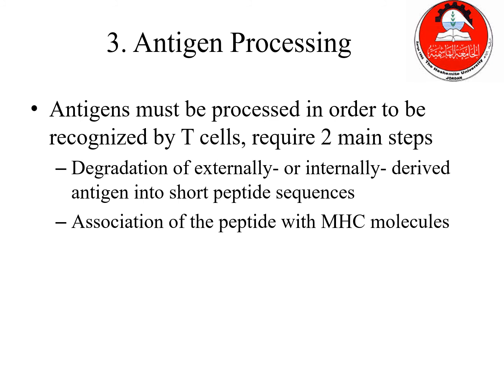So antigen processing, we said, consists of two steps. First, breaking the antigen down into small pieces. When we talked about MHC class 1, we said 8 to 11 amino acids, and MHC class 2, 10 to 30 amino acids. After that, association of the peptide with the major histocompatibility complex molecule.